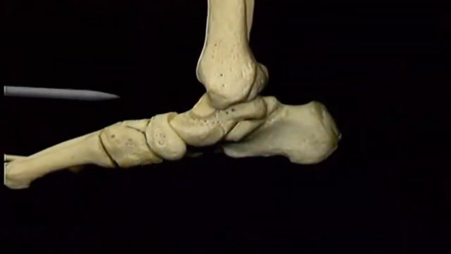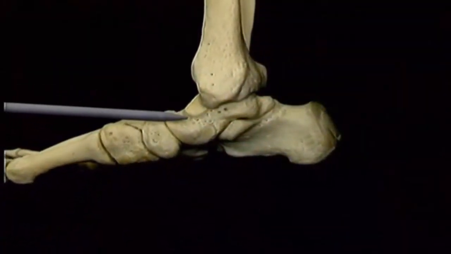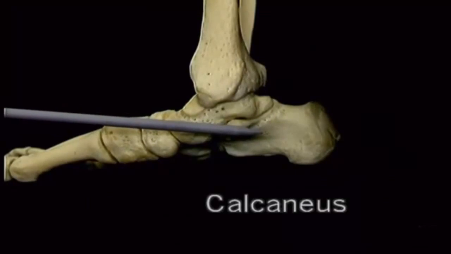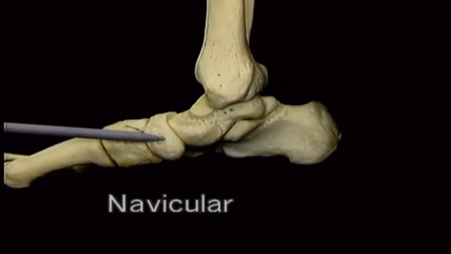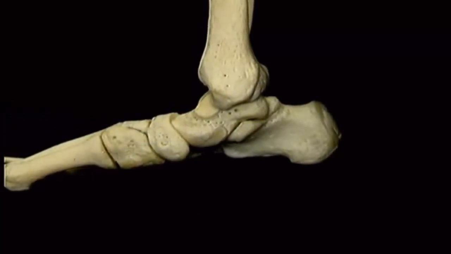Now let's look at the bone that articulates with the tibia and fibula to form the ankle joint, the talus. This is the talus. The bone below and behind it is the calcaneus or heel bone. The bone in front of the talus is the navicular bone. We'll meet the other tarsal bones shortly.